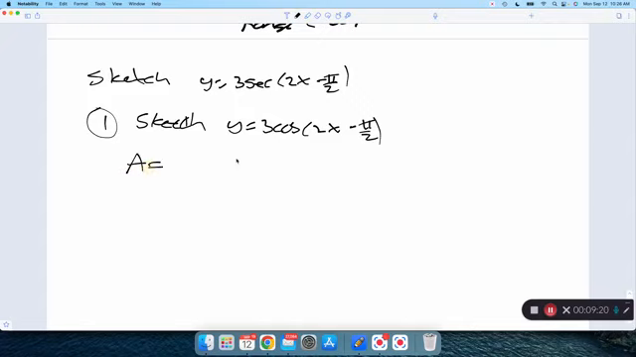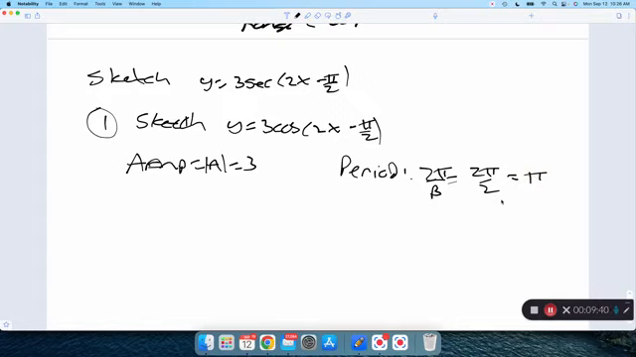So we find the amplitude. Amplitude's absolute value of A. A here is 3, so our amplitude is 3. We find our period. Period is 2 pi over B. B here is 2, so we get 2 pi over 2. Maybe we want to write that as pi. Maybe we want some other denominator. We don't know yet. Our phase shift, opposite of C over B. So I want the opposite of negative pi over 2, positive pi over 2, over B, 2. That's pi over 4.